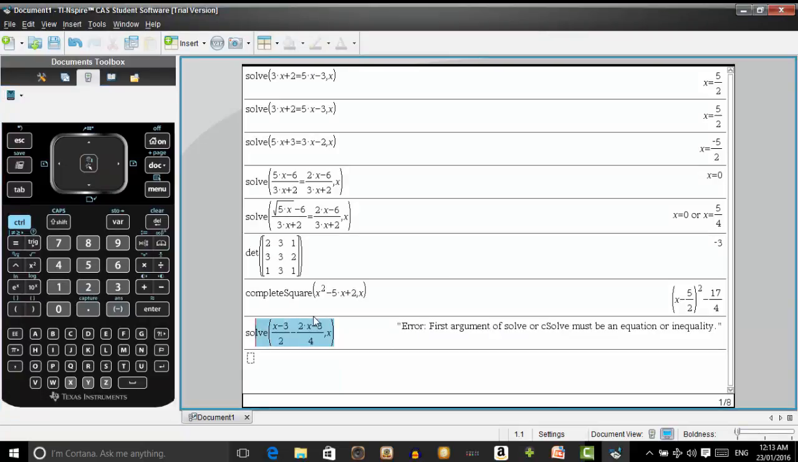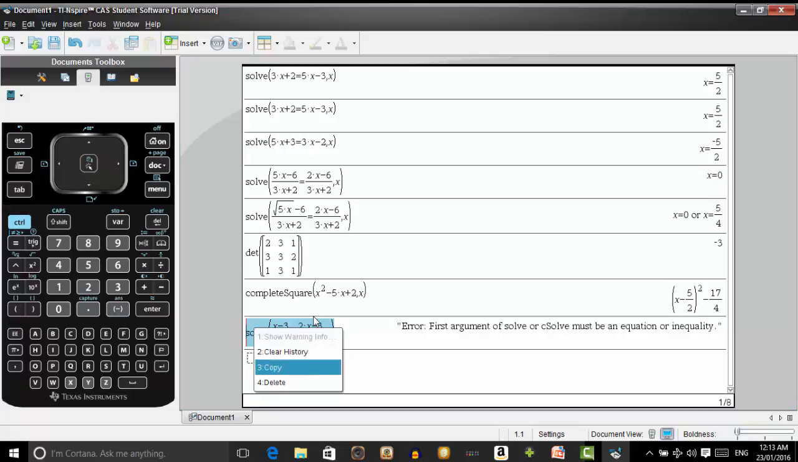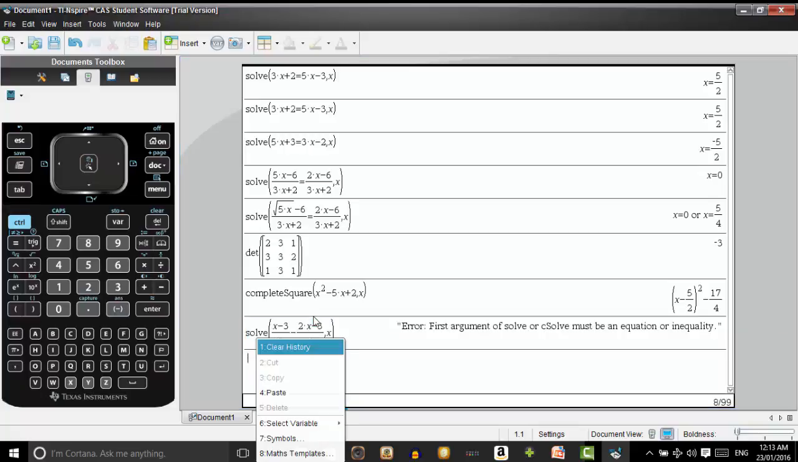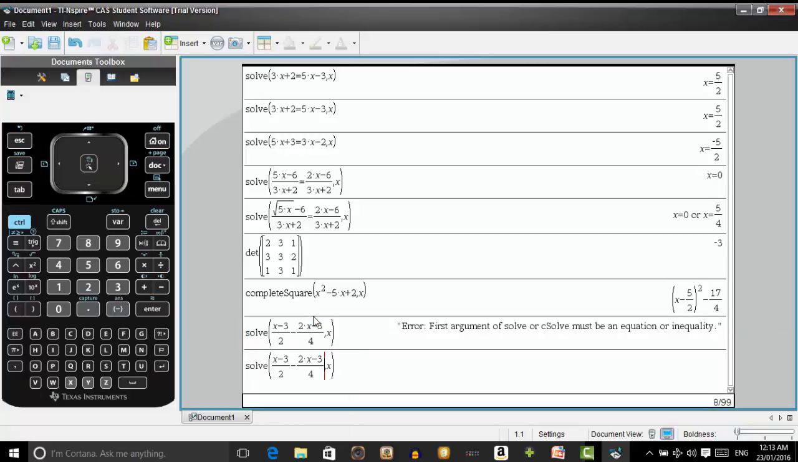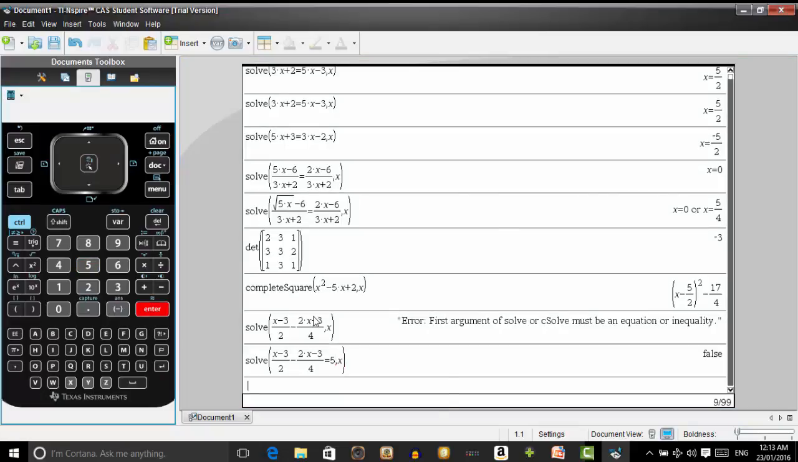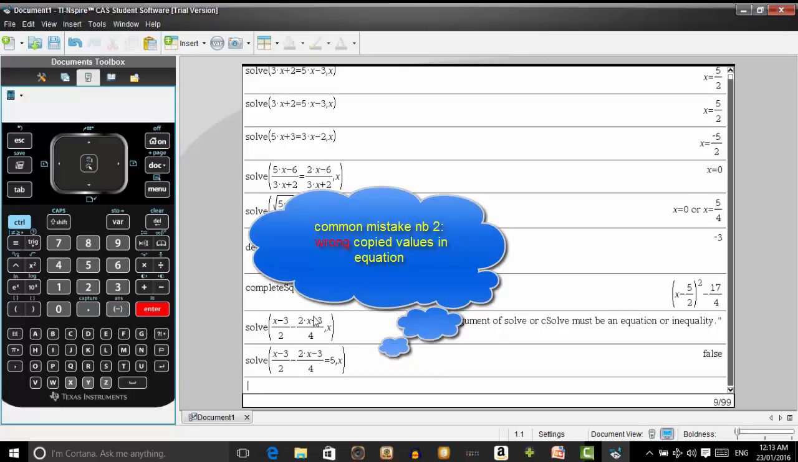Okay, so leave that there, and then we can copy and paste. All right, and then modify this one to say equals 5. You can get it from here, equal 5. Okay, now hit enter. This isn't right. It tells you there's no solution.